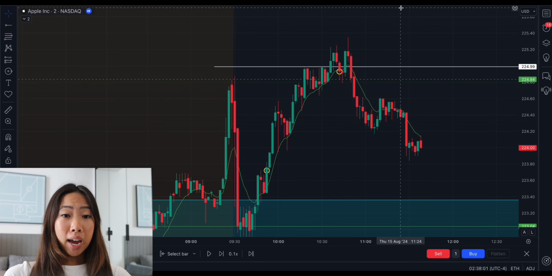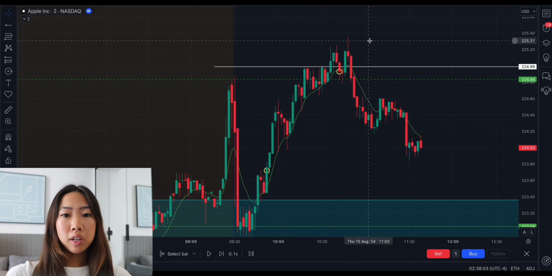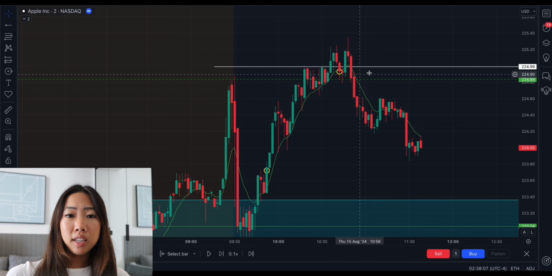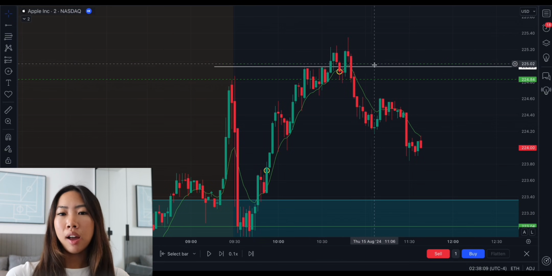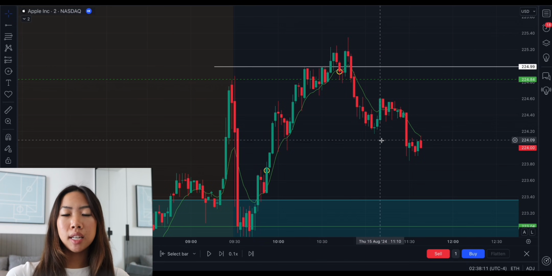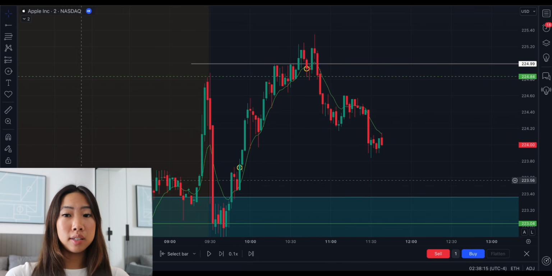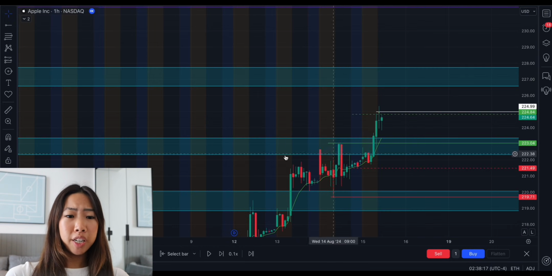So this is the only movement I would have taken. I'm only taking calls because the overall picture is bullish. I'm not taking any puts. So even if I see here that price is reversing now, I'm not going to enter a trade because that's against the overall trend.